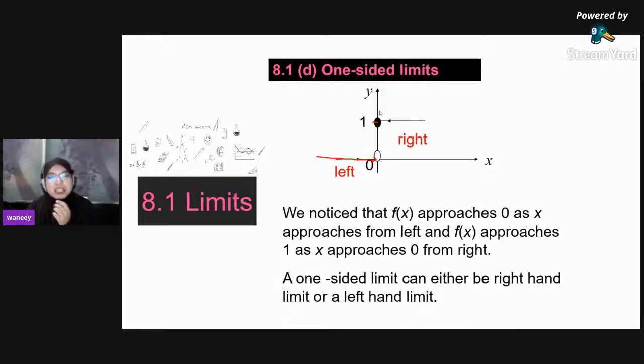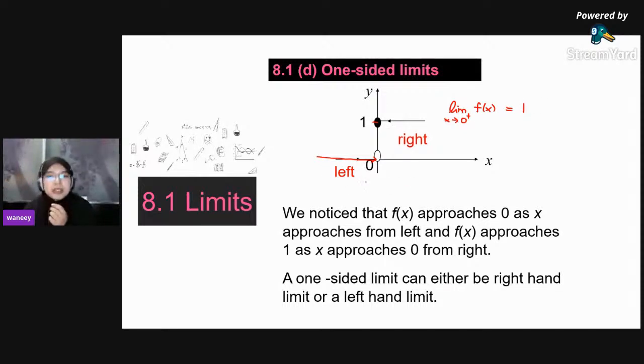So a one-sided limit can either be the right hand limit or the left hand limit. If I want to write them down, for example this one, this is the limit as x approaches 0 from the right hand side, so this is 0 with a plus. I'm not sure of the function yet, so I'm simply going to write down f(x). For the graph, the limit as x approaches 0 from the right hand side is equal to 1.